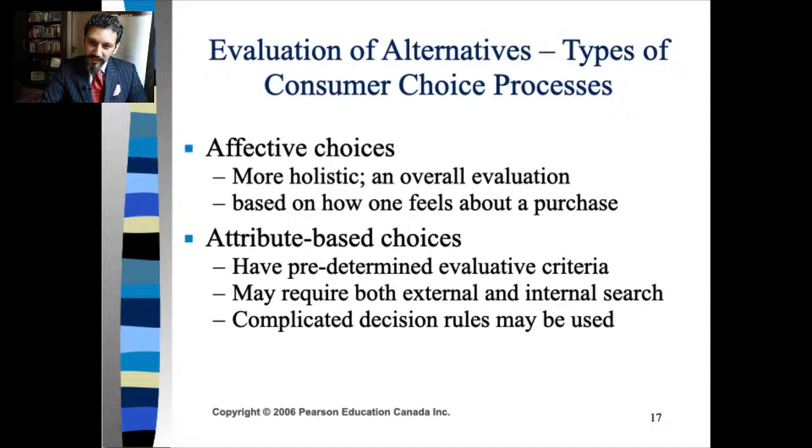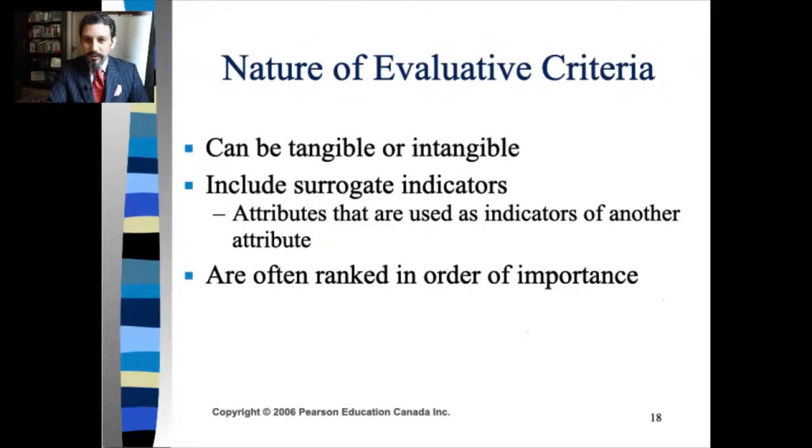Attribute-based choices have predetermined evaluation criteria. So you already know what things you're looking for when you're buying a particular type of product. Something that might require both external and internal search. It could be a complicated decision that you're looking at. Okay, can be tangible or intangible products, right?